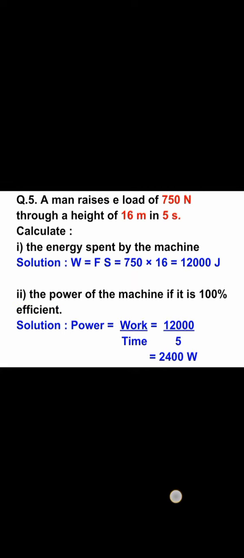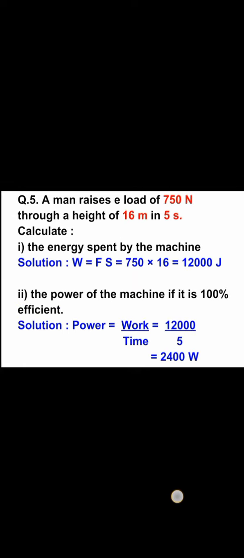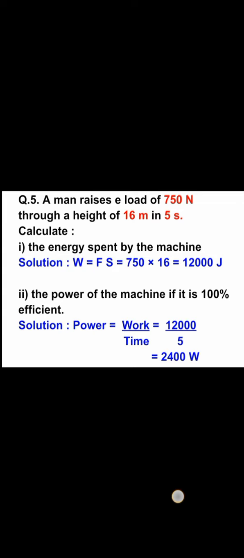Question number 5 is given. Load is 750 Newton, height is 16 meter and time is 5 seconds. All are here in the SI unit. First part, the energy spent by the machine means the work done by the machine. So W equals F into S. F value is given 750 Newton and S value is given 16 meter. So 750 into 16 equals 12,000 joule.